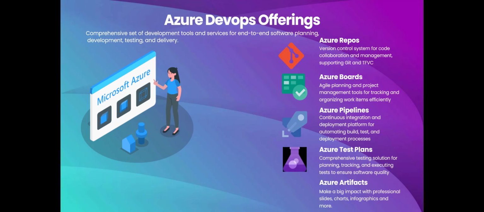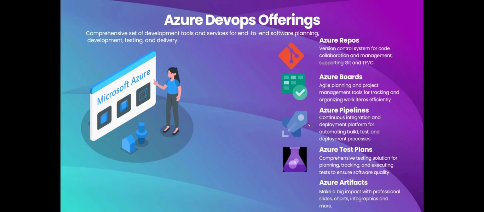Azure Test Plans, on the other hand, is a testing solution integrated into Azure DevOps. And then Azure Artifacts is a package management solution provided by Azure DevOps. It allows teams to create and manage repositories for storing and sharing packages such as NuGet, npm, and Maven.